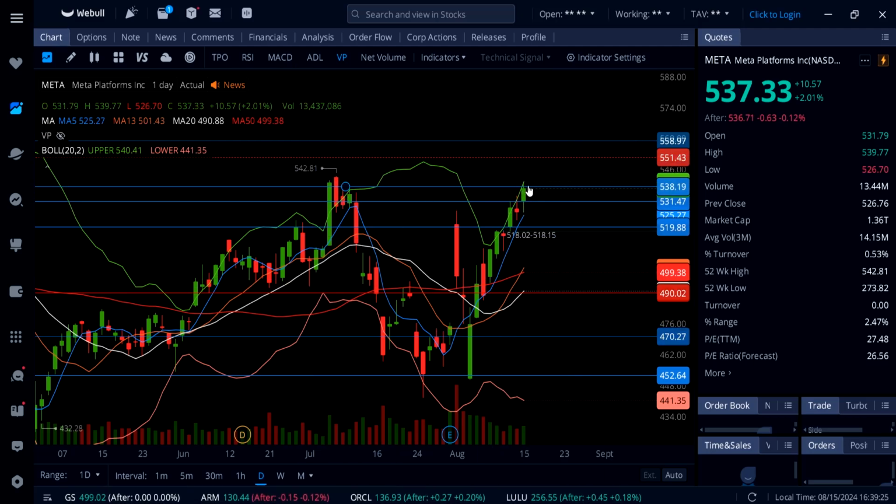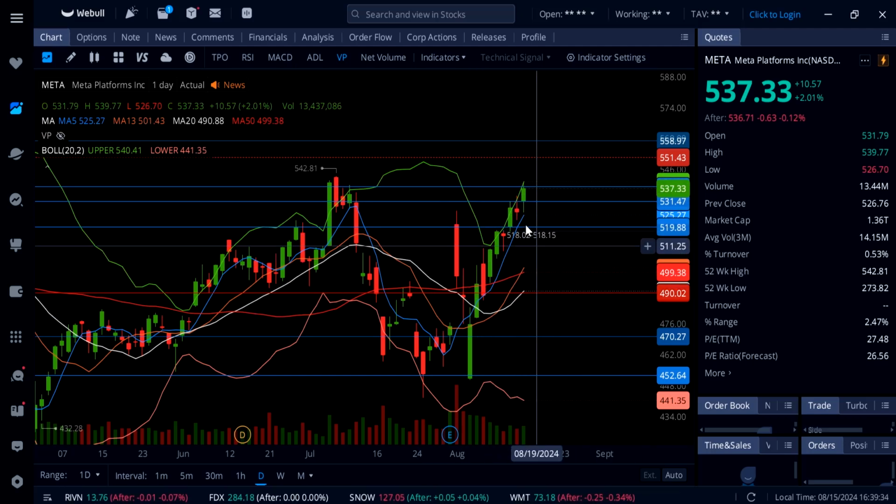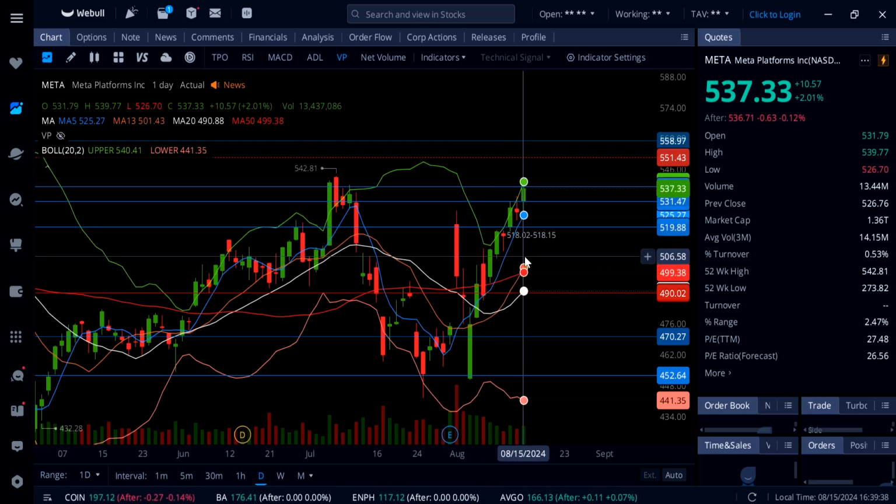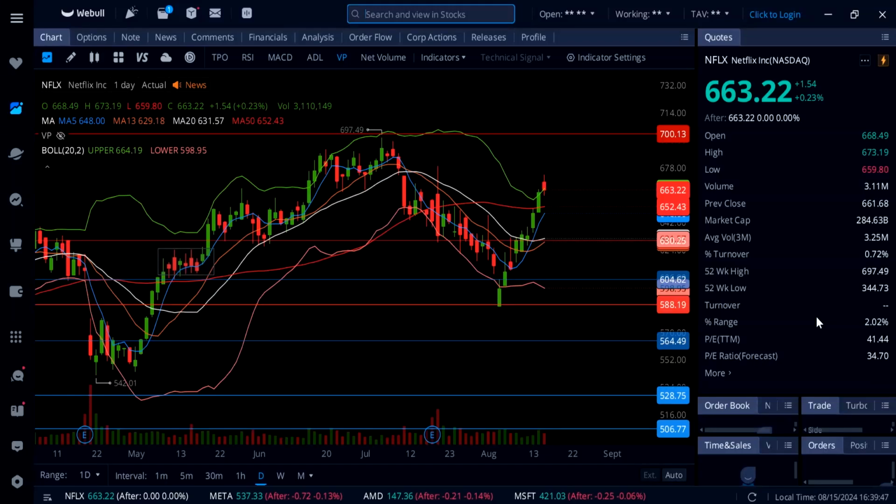Now, if this is where this thing gets a rejection at 538, watch out for this critical support 531, and if that gives up, the next support is 525, 520, and then this gap fill 518 will act as a support also on Meta. So Netflix going up also 0.23%.